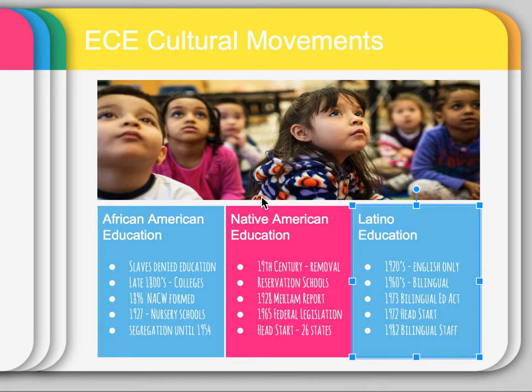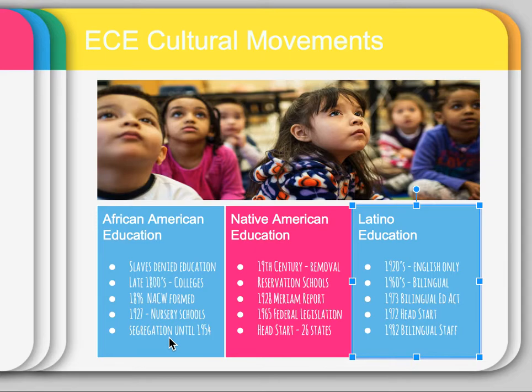If you skip to the very bottom of the information, the true elimination of segregation for African American children did not officially happen until 1954 with Brown versus the Board of Education. And that's a very well-known case in education for all learners.